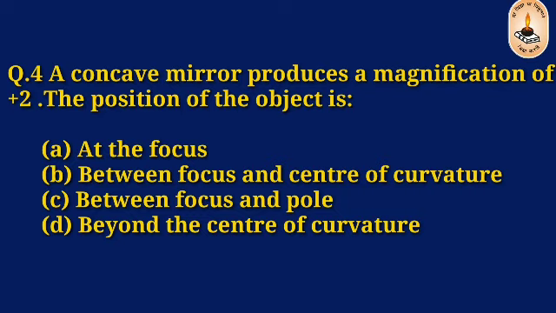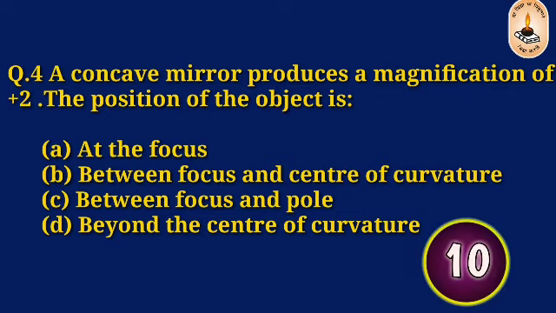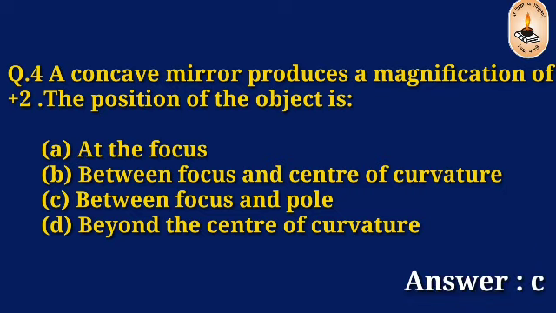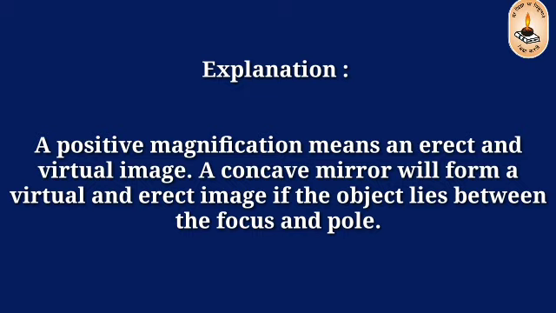Question number 4. A concave mirror produces a magnification of plus 2. The position of the object is at the focus, between focus and center of curvature, between focus and pole, beyond the center of curvature. The right answer is C, between focus and pole. Explanation: a positive magnification means an erect and virtual image. A concave mirror will form a virtual erect image if the object lies between the focus and pole.